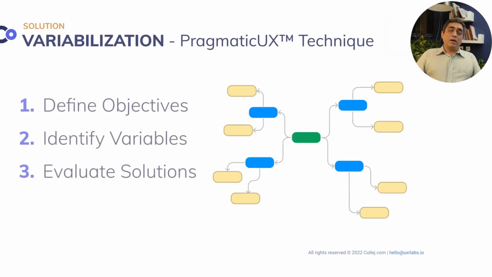So I'm going to do a quick recap. Three simple steps for doing the variabilization. The first step, define your objectives. Second step, identify your variables. And the third is evaluate the different solutions.